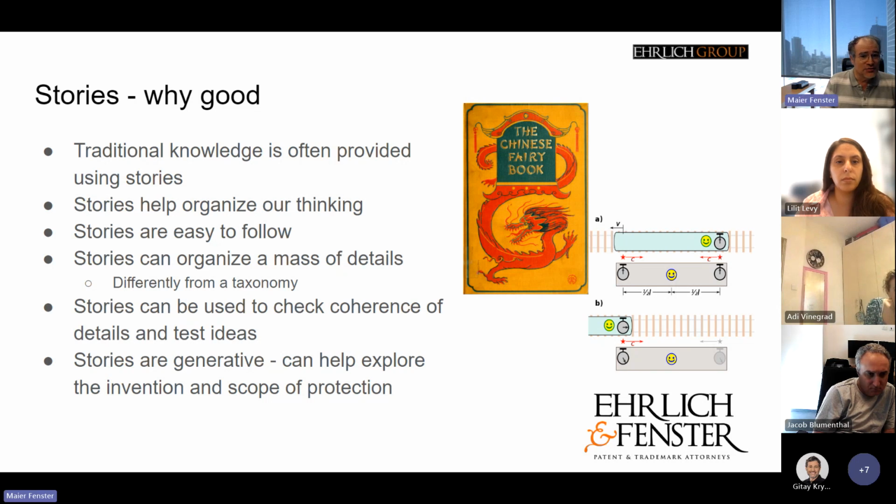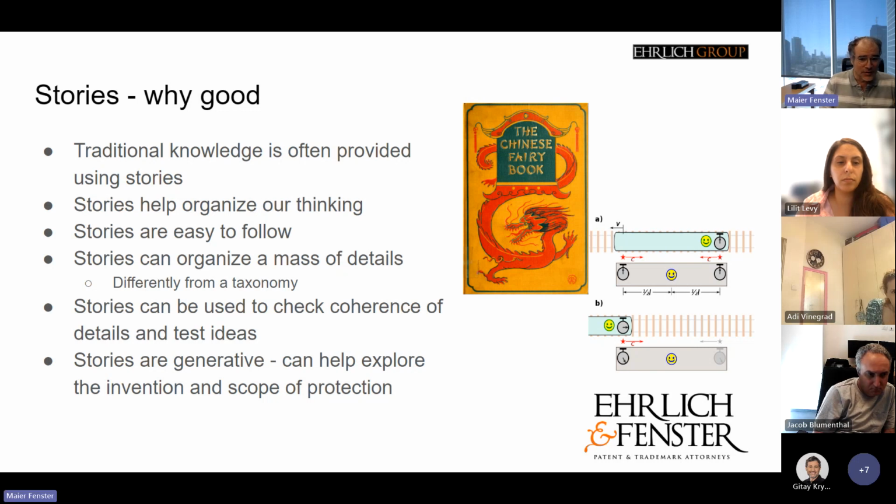Traditional knowledge is usually provided using stories. Stories help organize our thinking. They're easy to follow. They can definitely organize. When you have a lot of details, they can organize all of the details. They do it differently from just having a taxonomy, 0.1, 1.1, 1.3. Stories can be used to check the coherence of details and check ideas. And they're also generative in the sense that they help us explore the invention and the scope of protection.